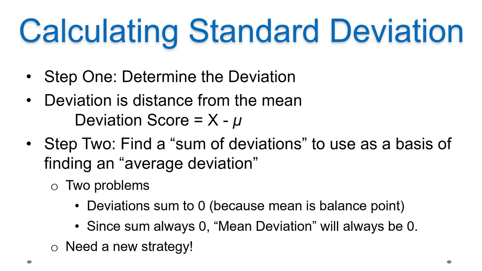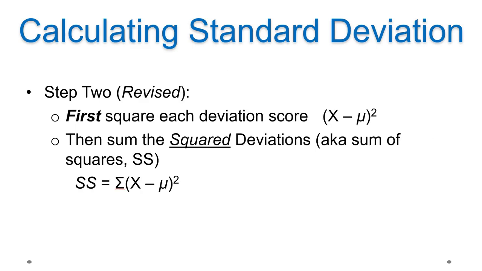The sum of the deviations in this step always equals 0. Since the sum of the deviations is always 0, the mean deviation or average distance will always be 0. So we need a new strategy to calculate the average deviation or distance. So the next step is to square each of the deviation scores. This gives each score's squared deviation score, x minus mu squared.